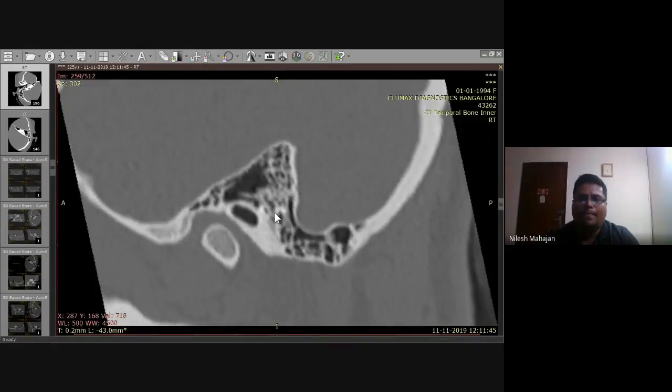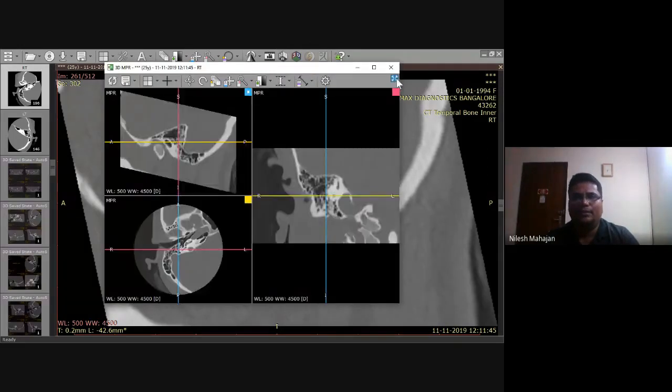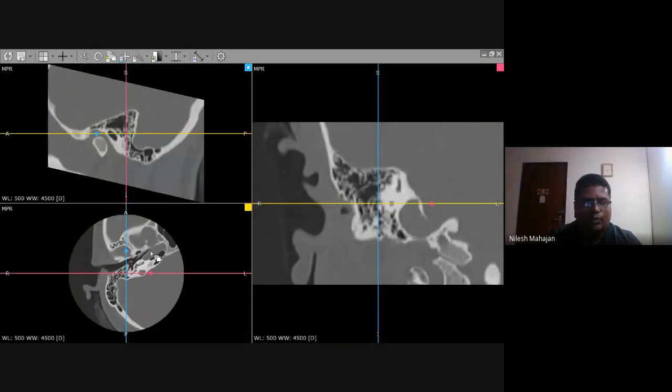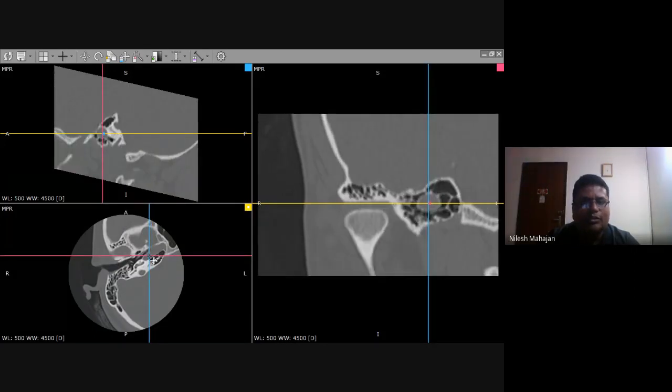Okay. And if you select 3D MPR, that is 3D multiplanar reconstructive planes, so all the things will get opened together. Axial, sagittal, coronal, everything is all together. Why is this important? Because if you are seeing a particular structure, suppose now I am seeing the carotid canal, carotid artery here, you can correlate it with the coronal cut, how it looks in the coronal cut. You can correlate in the sagittal cut also, how it looks in the sagittal cuts.